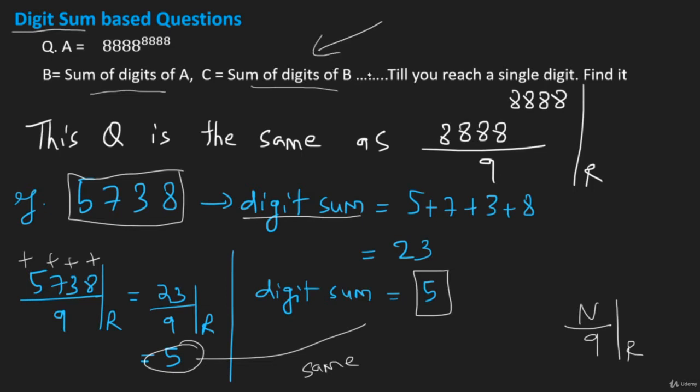Alright, over here we are asked to find the single digit number that you get when you keep adding the digits, right? A is equal to this expression over here, B is equal to the sum of the digits of A, C is equal to the sum of the digits of B, and you keep doing that till you get a single digit, and we are asked to find this digit. We have said that this is the same as doing this operation over here. Let's try to do it.